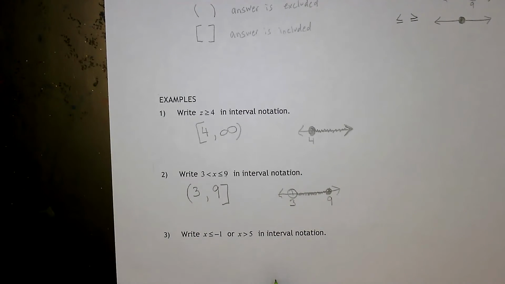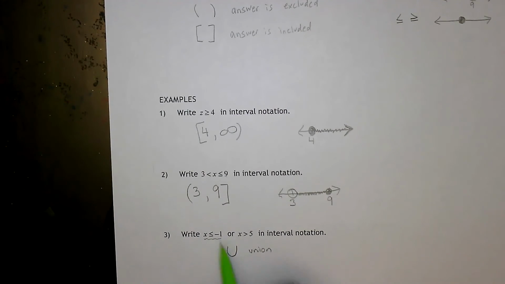So sometimes there are gaps. In this case, x could be less than or equal to -1 or greater than 5. So all the numbers in between are not included. So we call that a hole, or we can also use this symbol for union, or. So we get to use two different intervals.